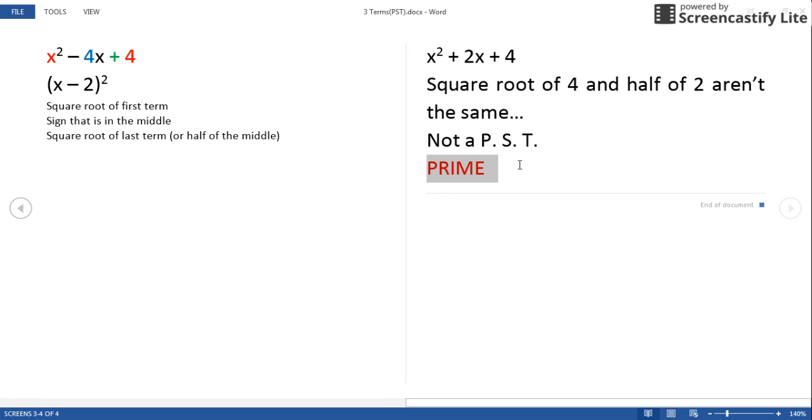Remember, we have to be very careful before we call something prime to be sure that there's no factoring that can be done to it. It's going to be rare for us to see things that are prime.